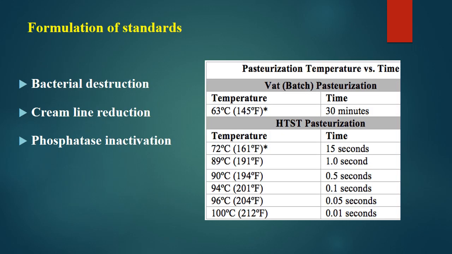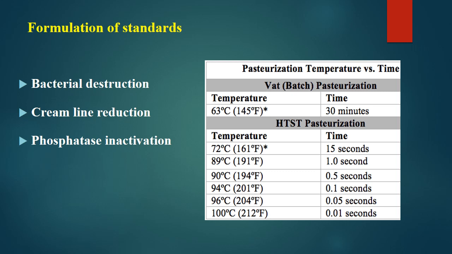Now we will see the formulation of standards. As I told earlier in the definition, the specific time and temperature is decided on three factors. One is bacterial destruction, that is mainly it should kill all the pathogens and the majority of the spoilage organisms. Second is cream line reduction. Due to heating, the cream line gets reduced, so that should be minimum. And the third is phosphatase inactivation.